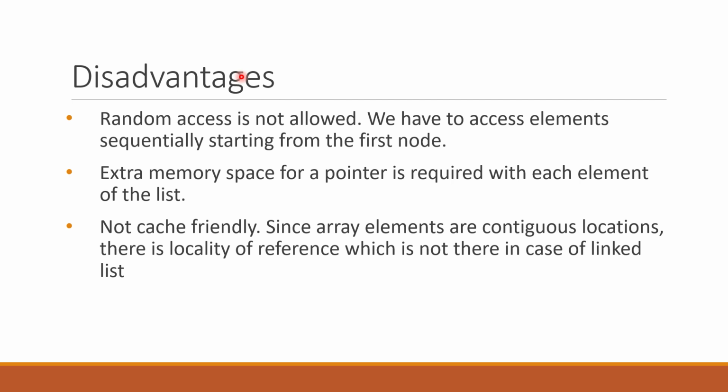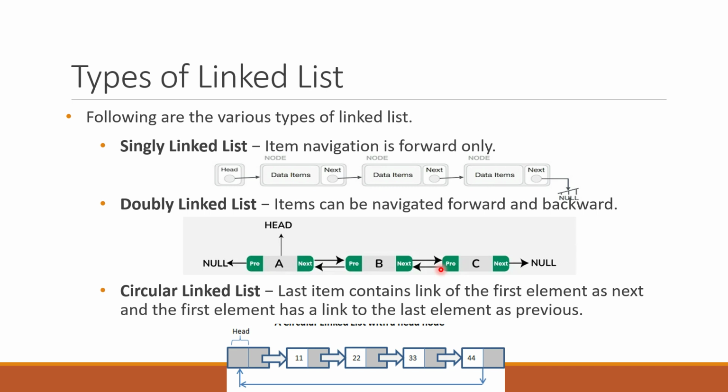Here are some disadvantages of a linked list. In a linked list, random access is not allowed. We have to access all the elements sequentially starting from the first node. In a linked list, we require extra memory space for a pointer with each element of the list. It is not cache friendly, since array elements are in contiguous locations. There is a locality of reference which is not there in the case of a linked list.